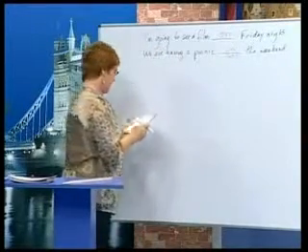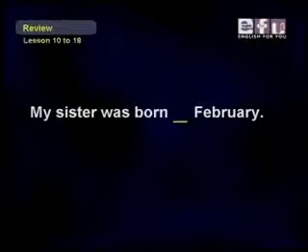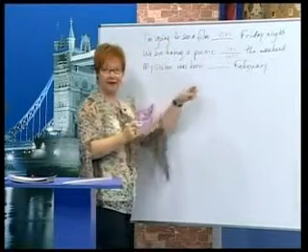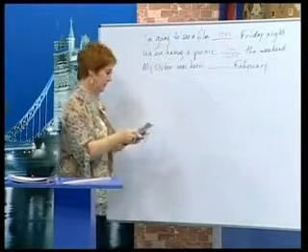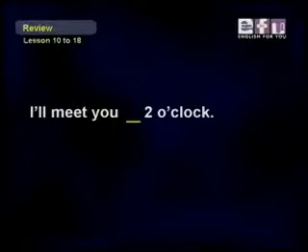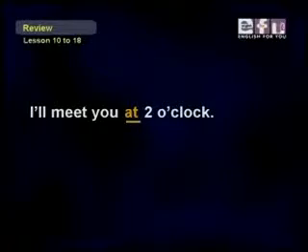Okay, now here's another one. My sister was born February. Okay, my sister was born. This is her birthday. Okay, this one is for Ali. My sister was born in February. In February, yes. Okay, here's another one. I will meet you 2 o'clock. This one is also for you, Ali. I'll meet you at 2 o'clock. Yes, I will meet you at 2 o'clock.